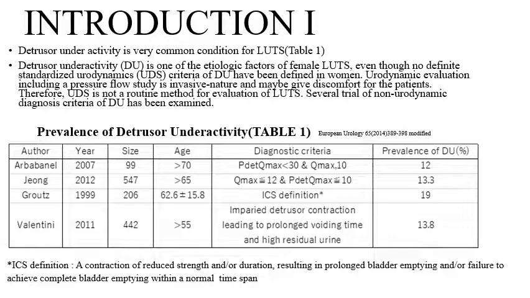Introduction 1. Detrusor underactivity is one of the etiologic factors of female LUTS. Even though no definite standardized urodynamic criteria of DU have been defined in women, urodynamic evaluation, including a pressure flow study, is invasive in nature and may give discomfort to the patients. Therefore, UDS is not a routine method for evaluation of LUTS.